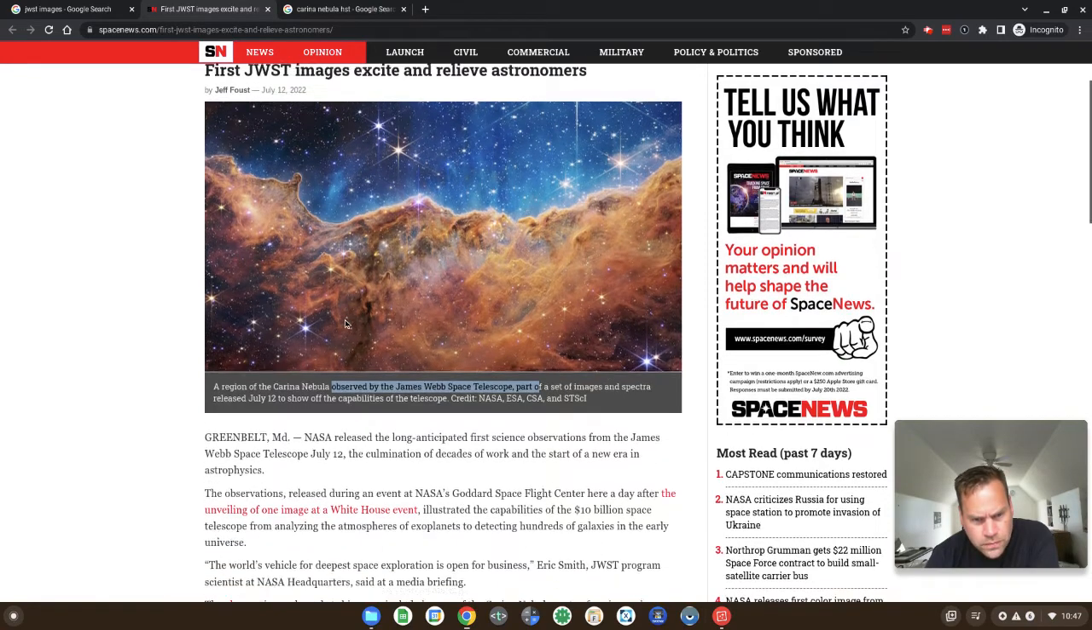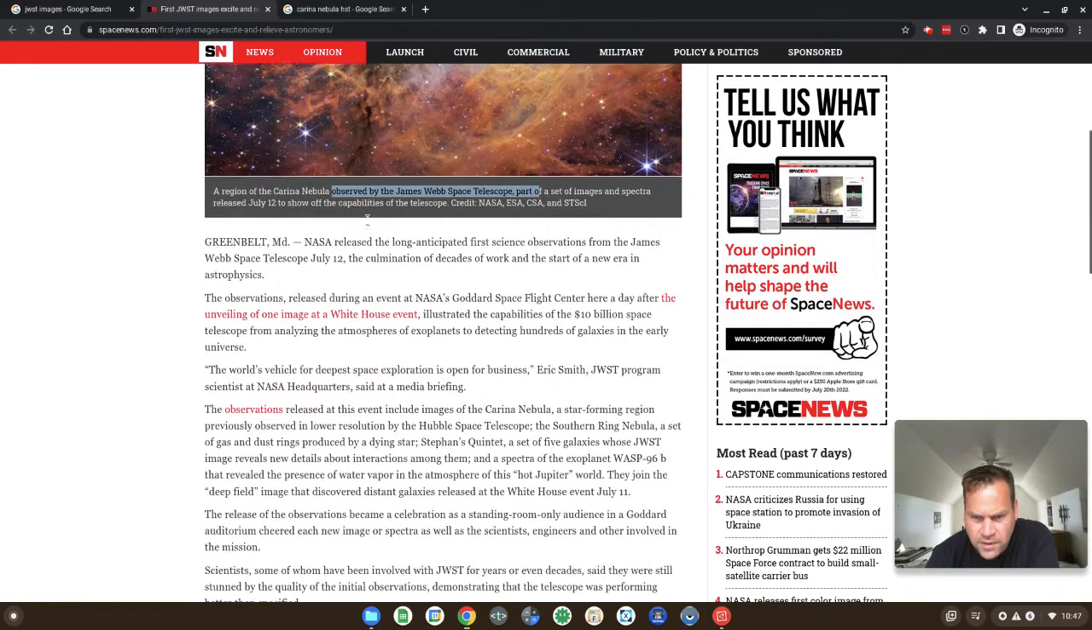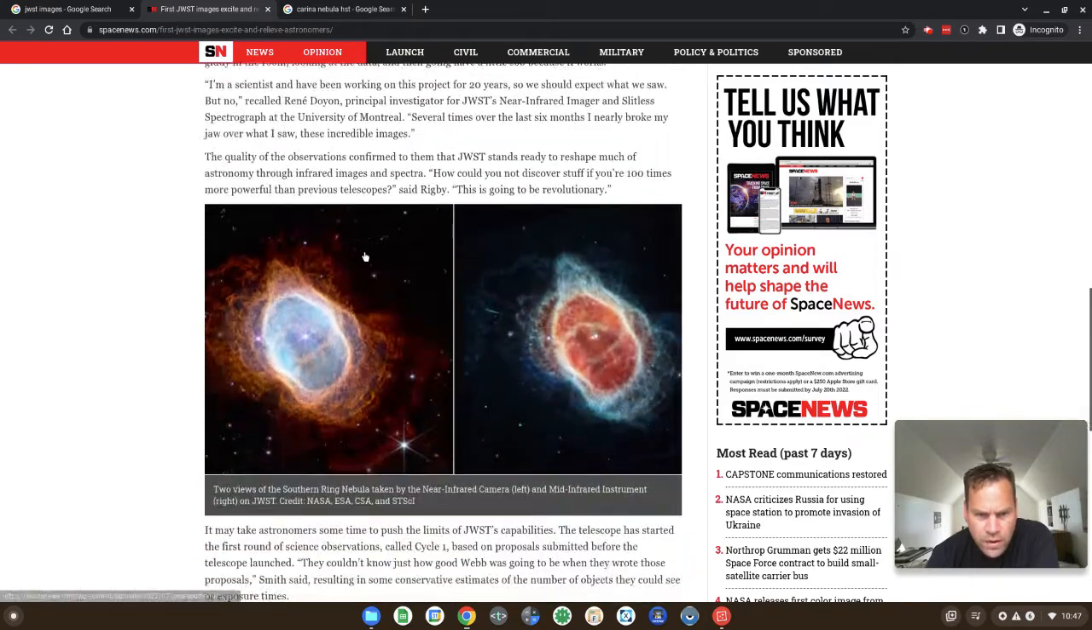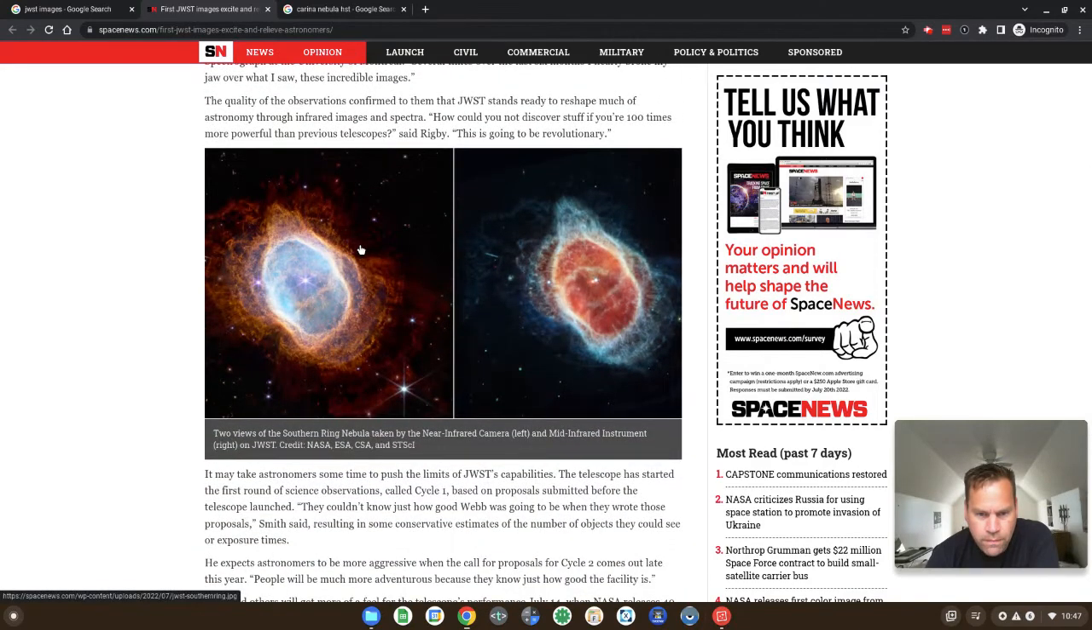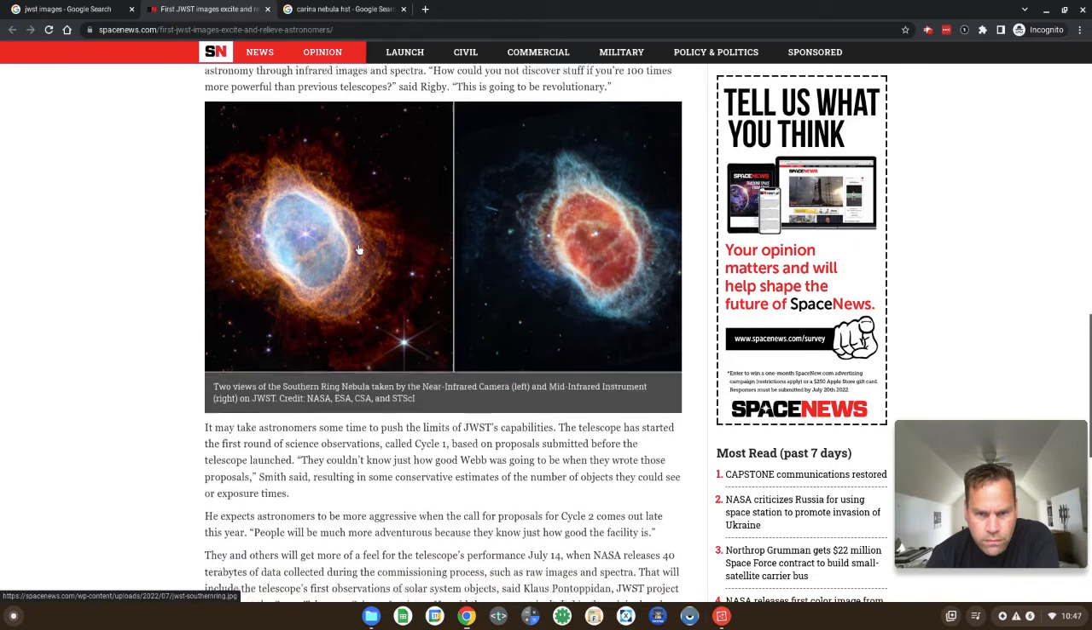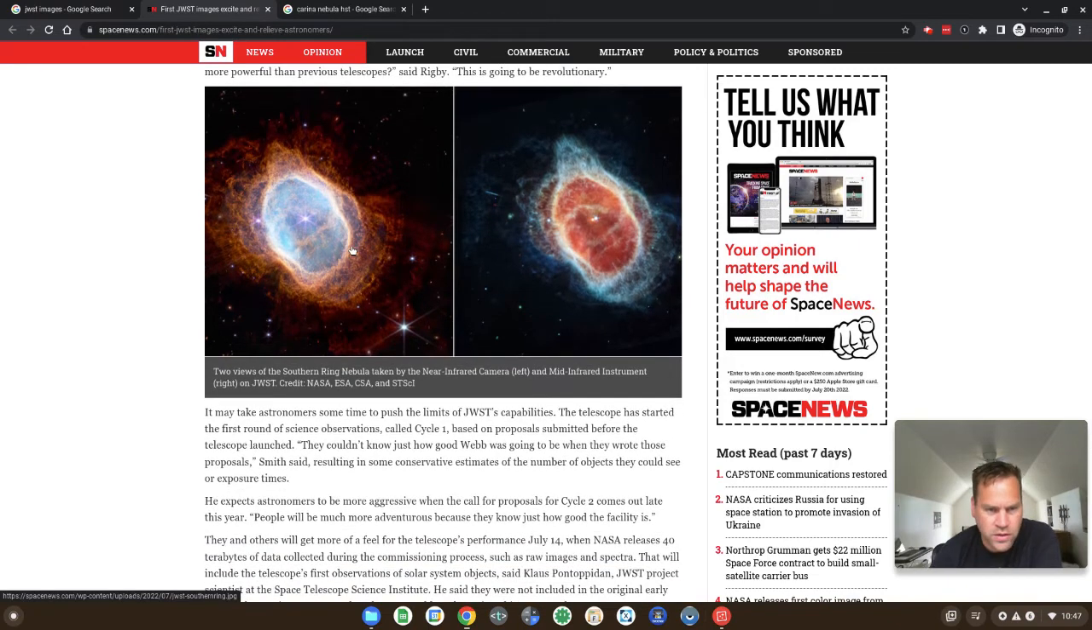Wow. I want to see more of that. I'm wondering if this is a nice illustration. This is the Southern Ring Nebula.